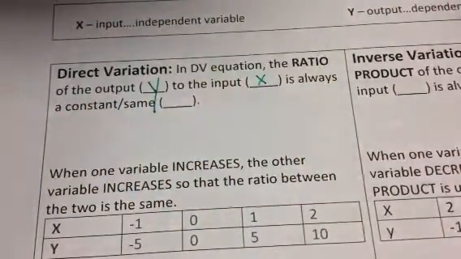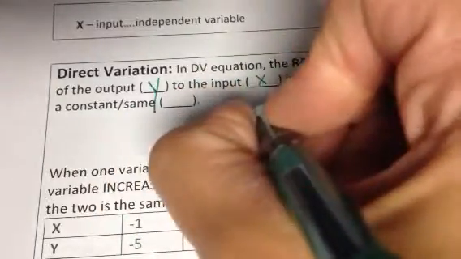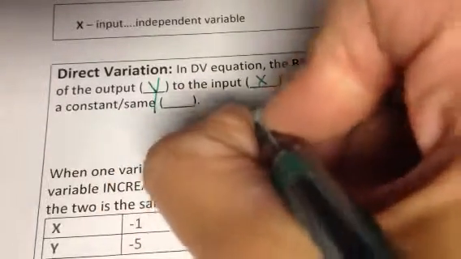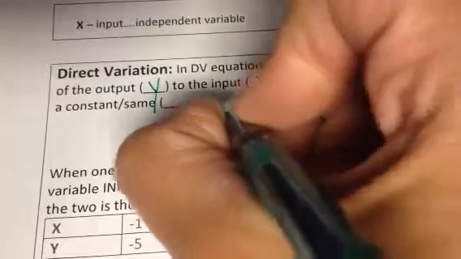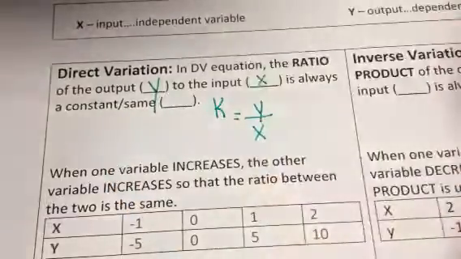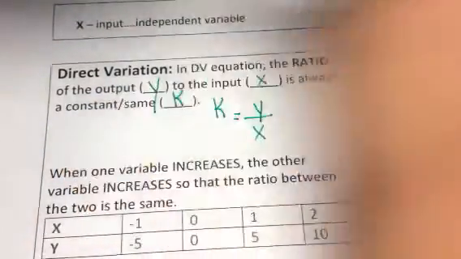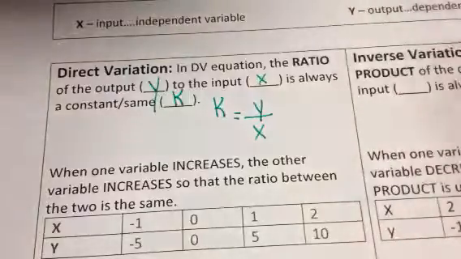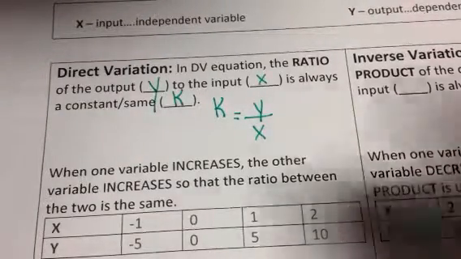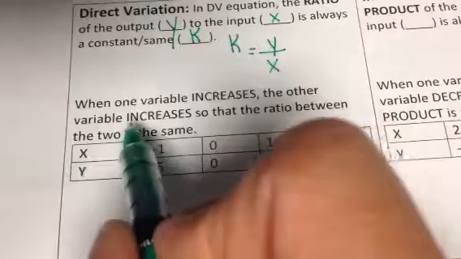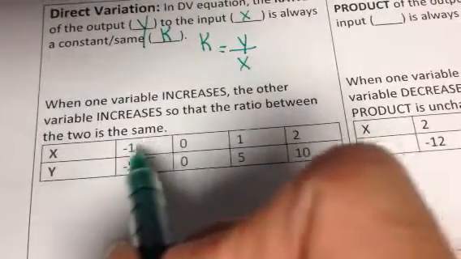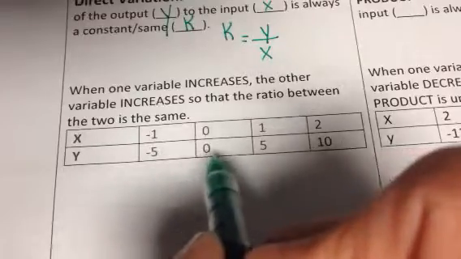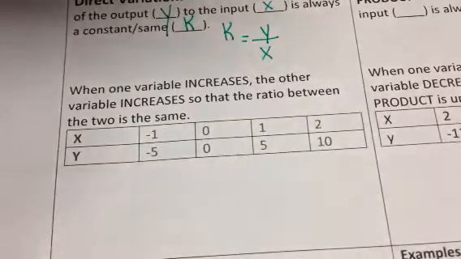And when you have this ratio of Y over X, you're always going to get a constant, some same amount. And for constant, I'm going to be using the letter K. Sometimes they use the letter A, like an apple. Sometimes they use the letter M. A lot of books do use the letter K for constant, okay? So the idea is, in direct variation, one variable increases, so for instance, as X increases, then the other variable also increases so that the ratio between the two can be the same.